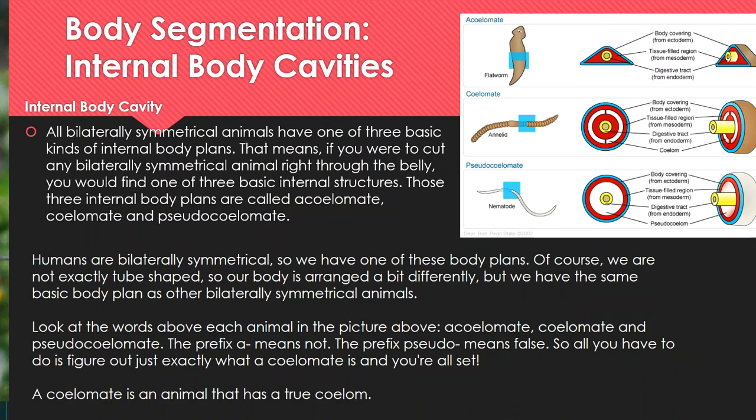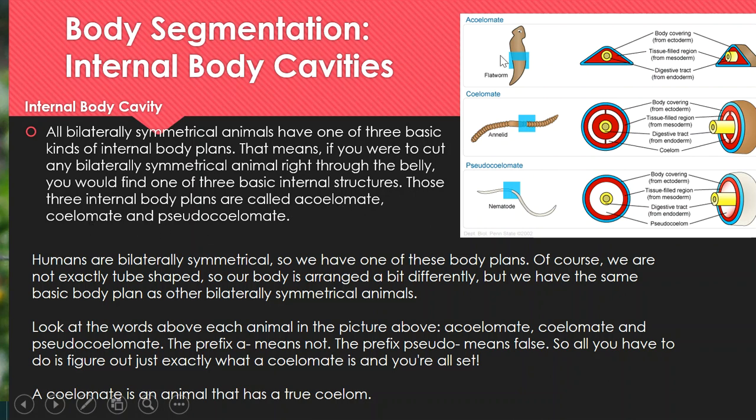Let's look at internal body cavities. All bilaterally symmetrical animals have one of three basic kinds of internal body plans. That means if you were to cut a bilaterally symmetrical animal right through the belly, you would find one of the three basic structures to the right. These internal body plans are called acoelomate, coelomate, and pseudocoelomate.